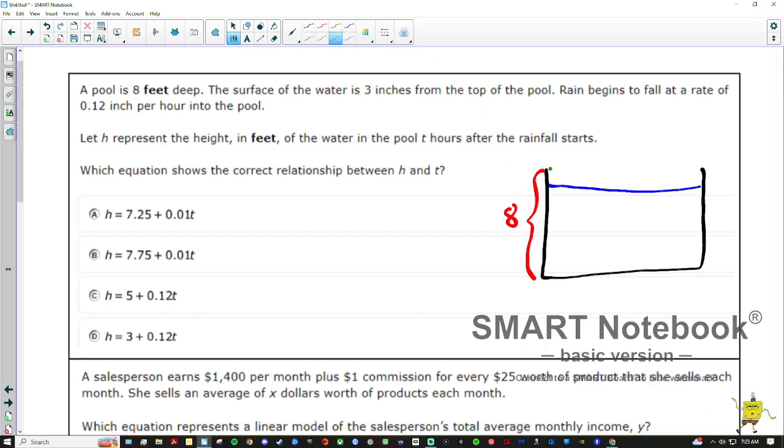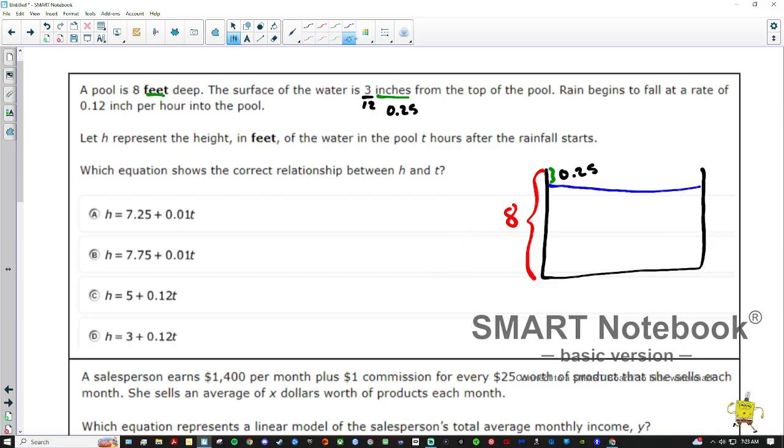The water is not all the way up to the top. It's 3 inches away from the top. Okay, but you can see this is in feet and this is in inches. We need everything in feet. To turn inches into feet, we just divide it by 12, which gives us 0.25. So this is 0.25 feet from the top.